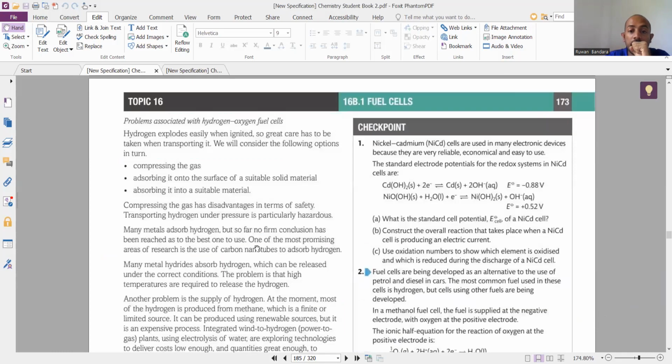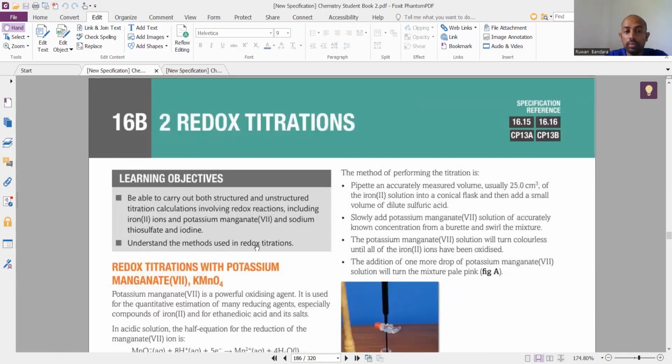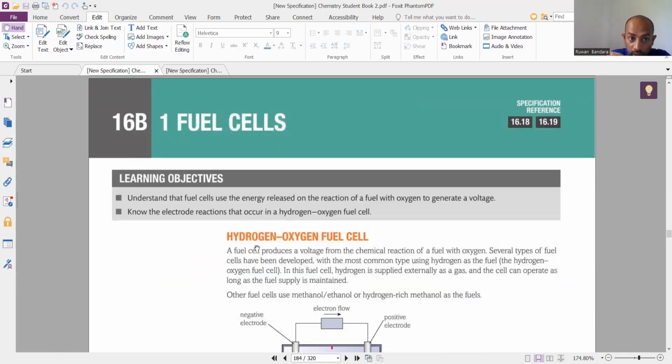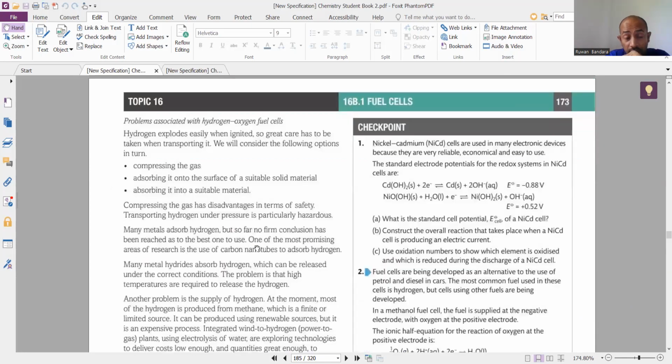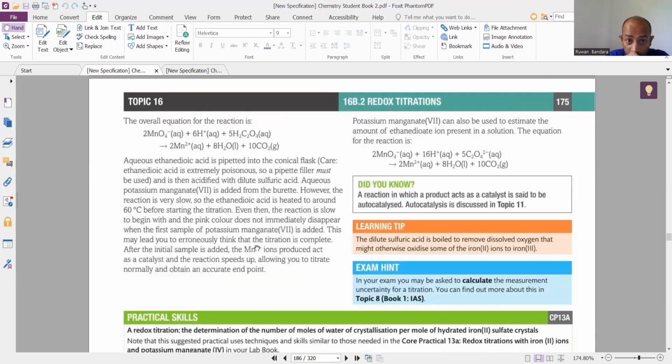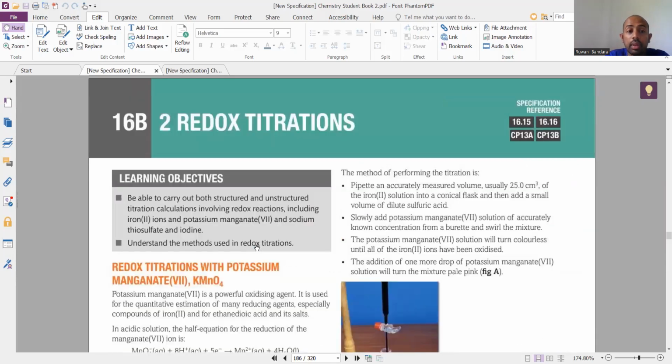I'm not going to do this one right now. Next topic. Remember, I didn't do this part, 16B1. I'm going to skip it, and I'm going to do 16B2 and finish the lesson today. 16B2, redox titration.